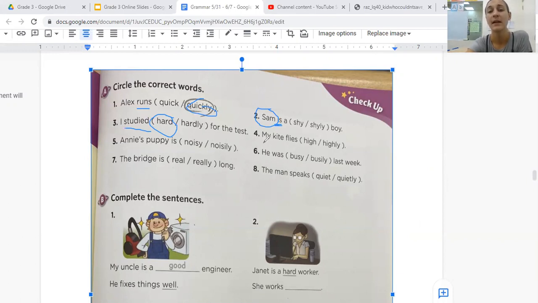Same with this one. My kite flies high or highly. We have a verb, fly. So you would think it would be highly, but this one's also weird. My kite flies high. And the rest of them do follow the patterns. So if you see the verb be, is or am, we need an adjective. Or it could be in the past tense. If you see a verb, an action, you need an adverb. All right, try those out.